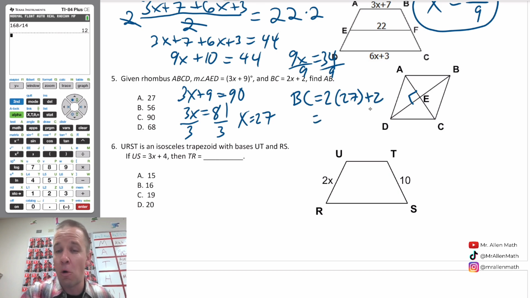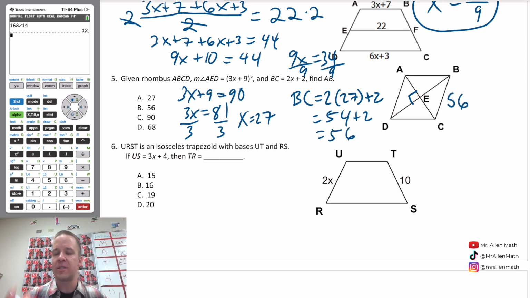I could get BC, so BC is going to be equal to 2 times 27 plus 2, so that's 54 plus 2, all right? And then we're going to have ourselves, what, 56? So that's this side here. But didn't we say that all sides in a rhombus are congruent to each other, right? It's like a square, but it's turned, okay? So 56 is every side. Boom, that's B. Dope. Awesome.